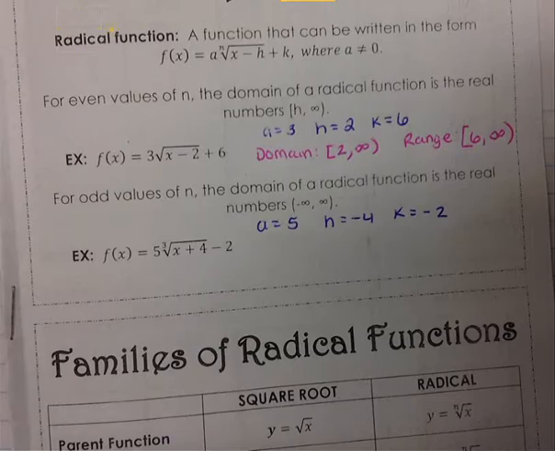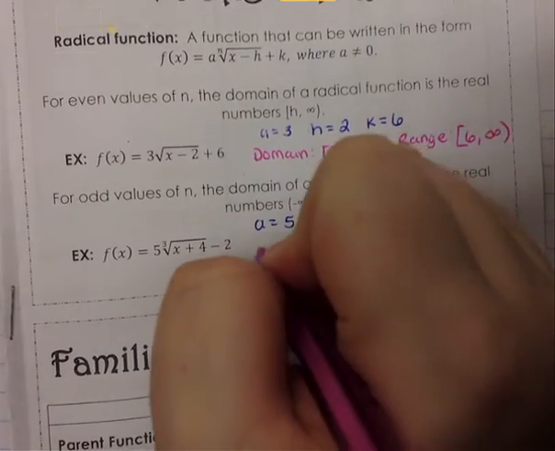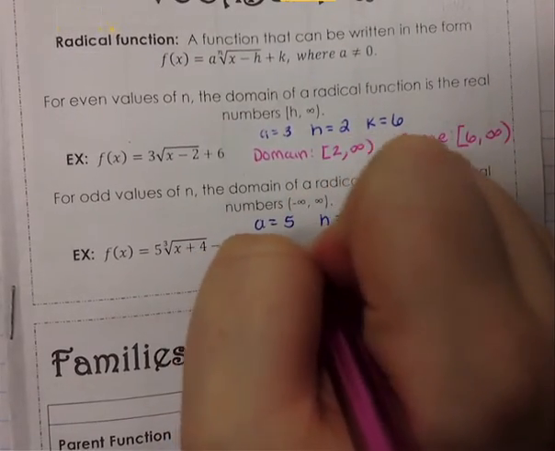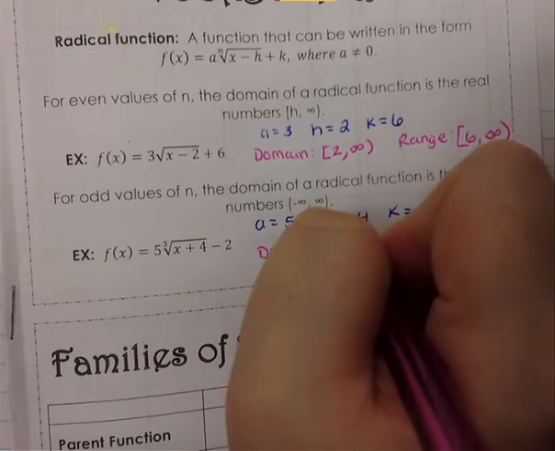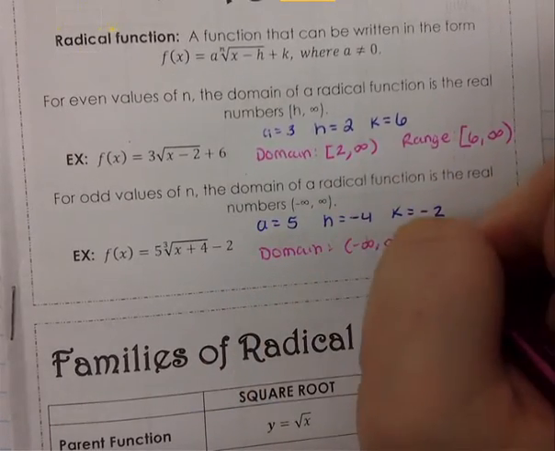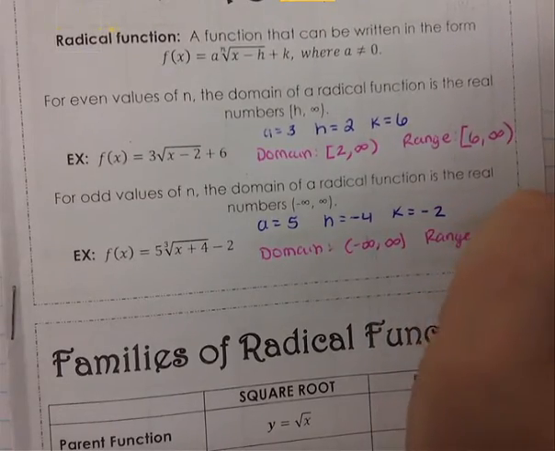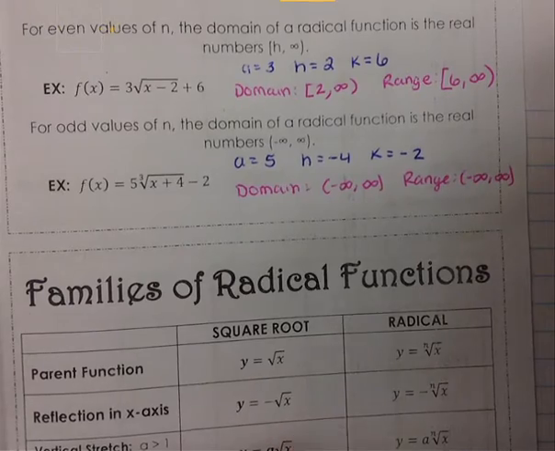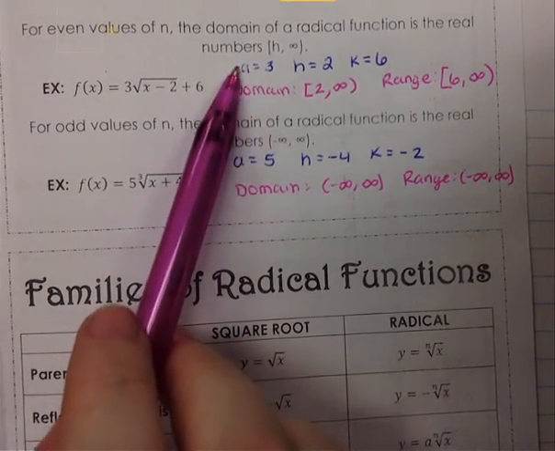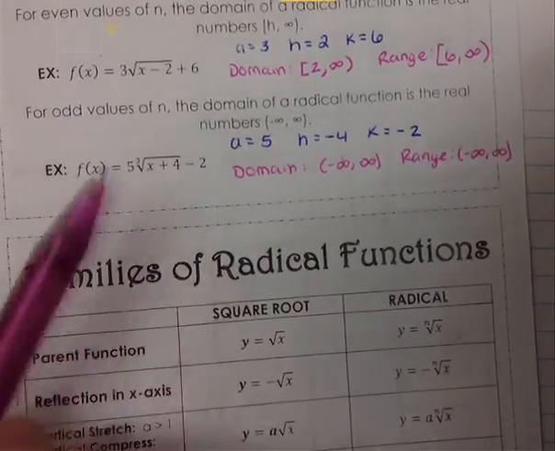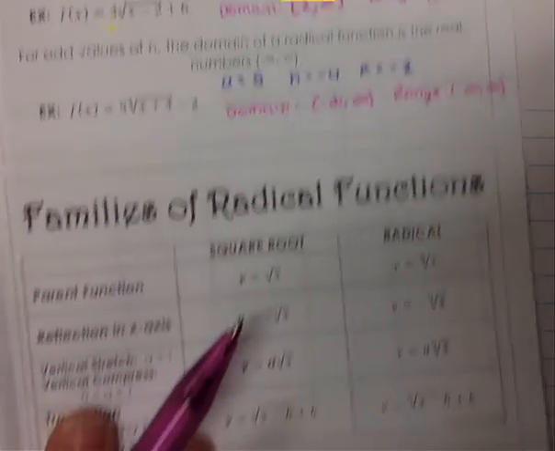But since this is a cubed root, our domain is going to be negative infinity to positive infinity. And our range will also be from negative infinity to positive infinity. That's the type of function it is. Don't forget, we'll also want to know if a is positive or negative. In this case, they're both positive, so it did not reflect.